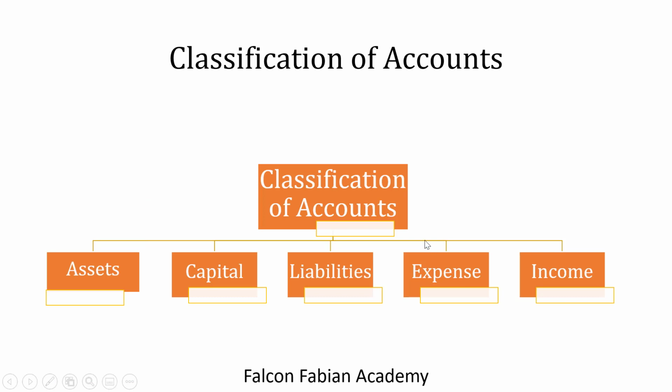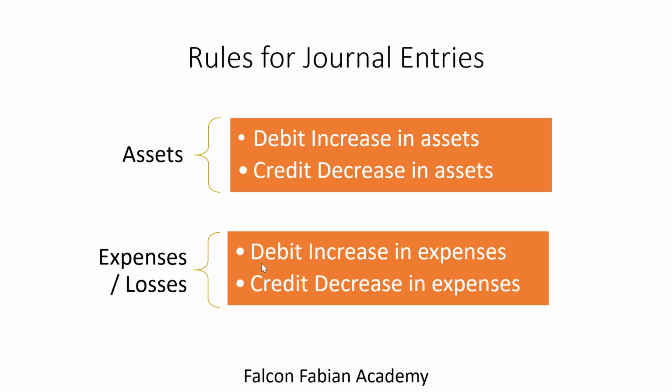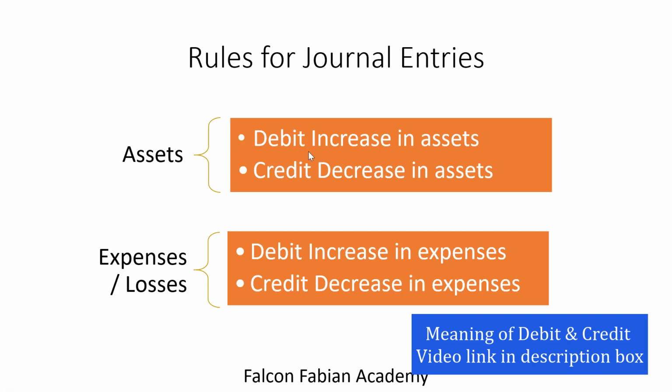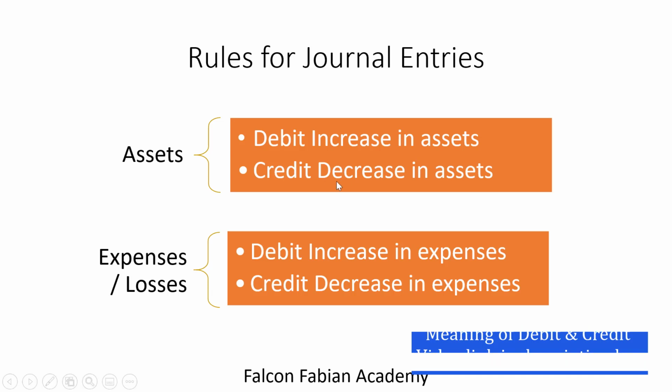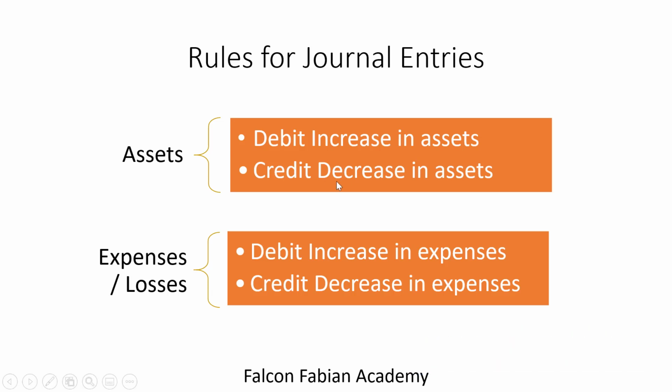As per the modern approach, the accounts are classified as assets, capital, liabilities, expenses and losses, and incomes and gains. Now, let's have a look at the rules. So the rule for assets is debit increase in assets and credit decrease in assets. Whenever a business buys assets, the asset in the business increases. Therefore, you will debit it. And whenever the business is going to sell an asset, that's the time when the asset in the business is going to decrease and we will credit that entry.